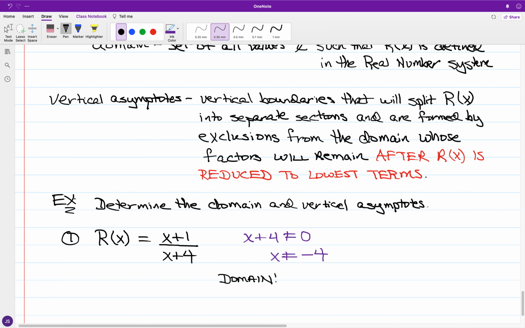And so only negative 4 is going to be excluded from the domain. So the domain is going to be the set of all real numbers with the exclusion of negative 4, and then displaying what we have in interval notation. So we have those values of x which will be less than negative 4, and we have along with those values of x which will be greater than negative 4.